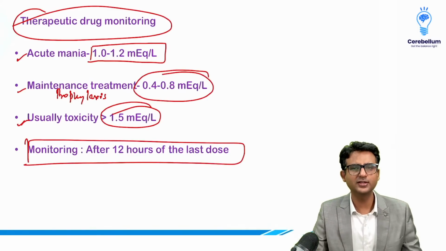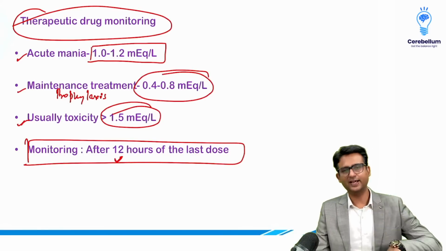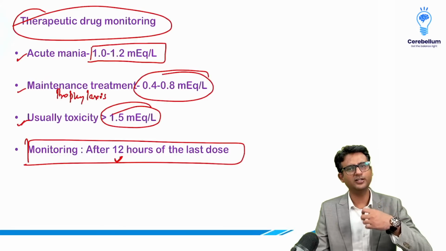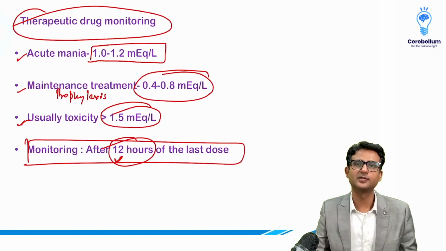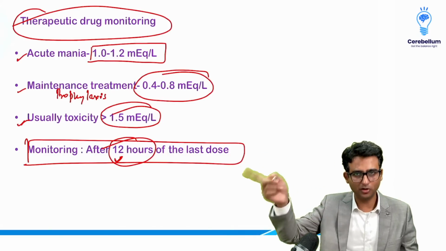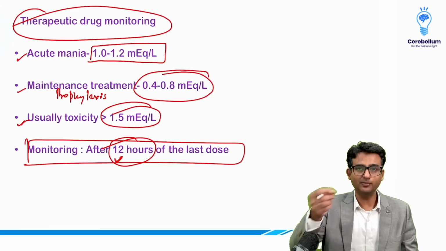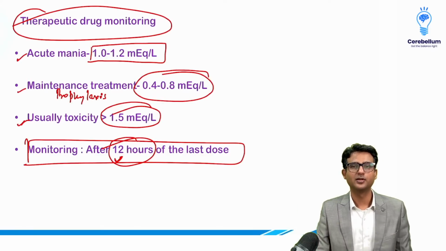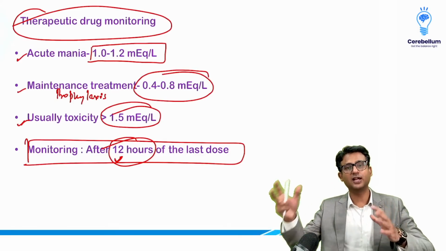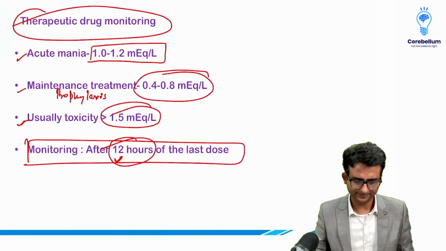If you want to see the serum lithium levels, you tell the patient to take the drug at night. Say the patient takes the lithium tablets at 10 o'clock in the night. After 12 hours, which means at around 10 a.m. in the morning, without taking the morning lithium pill, the blood sample is to be given. So blood sample is taken 12 hours after the last dosage. You basically want to catch the trough levels. Okay.